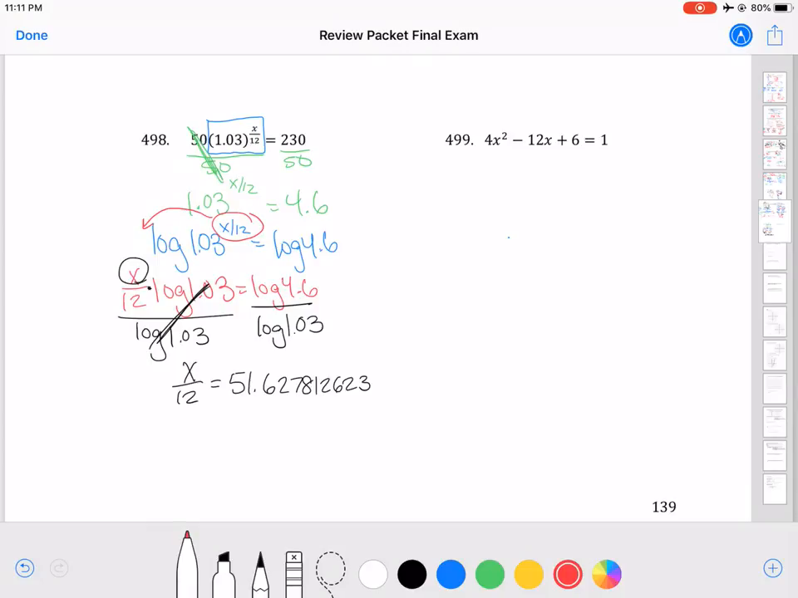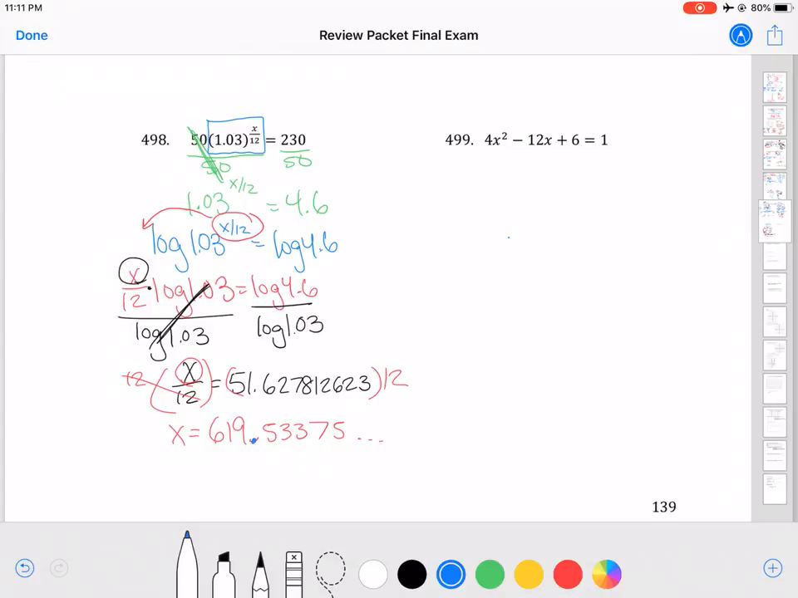So like I said, we're not done. That's why we're writing out that whole decimal. You're trying to get x by itself. X is being divided by 12. So to undo that divided by 12, I'm going to multiply by 12 on both sides. So when you multiply 51 point blah, blah, blah by 12, you end up with 619.53375, and so on. Which at this point, you can actually round that to the nearest tenth.